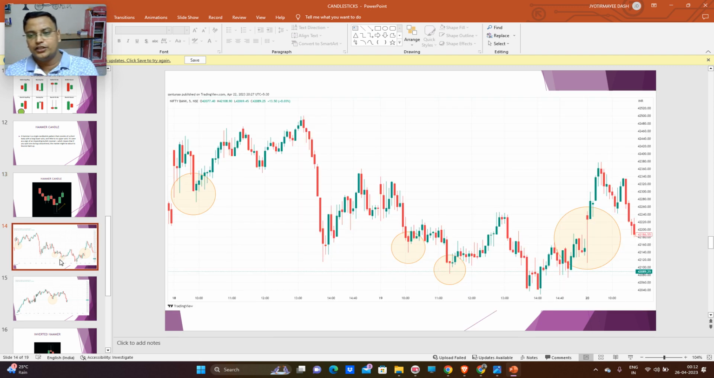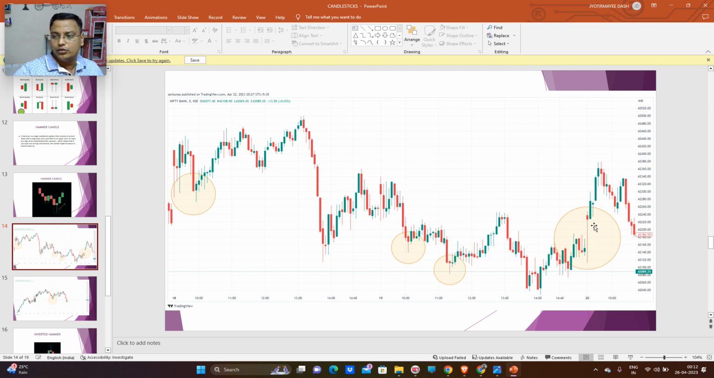Now coming to the charts, you can see here, as I told you, a hammer candle's color doesn't matter. Look, the prices came down here and you can see a hammer candle in green color and the prices went up. Here again the prices came down. Now here is another hammer candle. And after that, look, here is another hammer candle, it took the prices up.